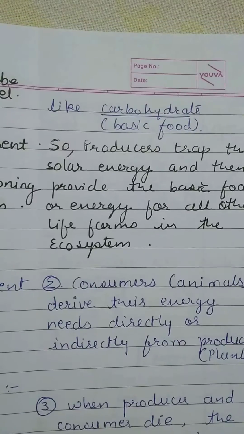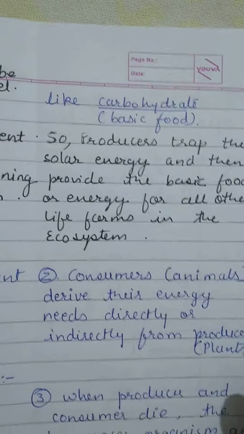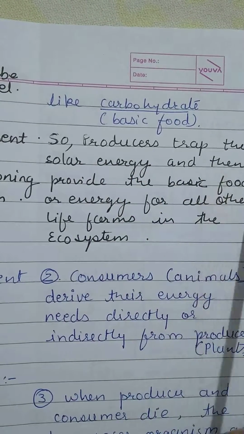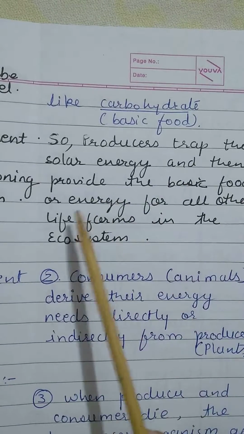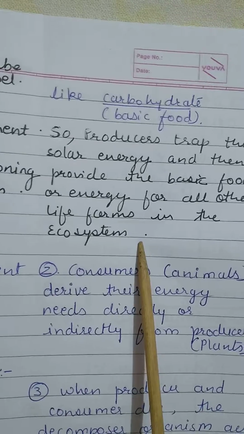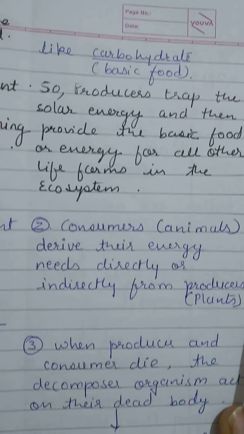So what is next? Like carbohydrates. Carbohydrate, sugar, is a basic food, and producers trap the solar energy and then provide the basic food or energy for all other life forms in the ecosystem. So they are the basic producers of food in any ecosystem.